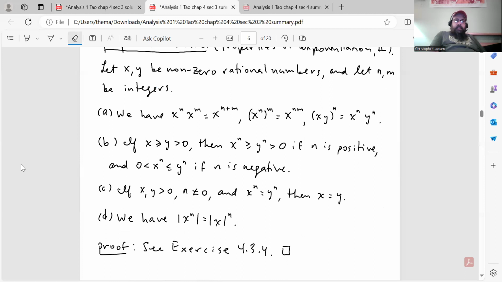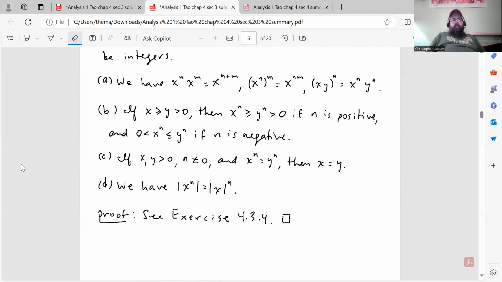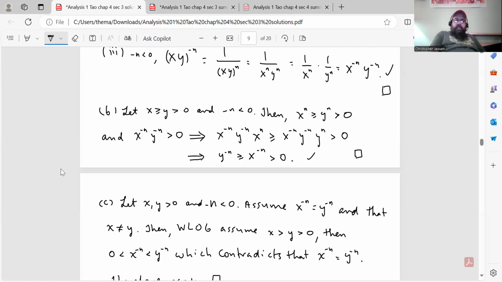All right, part B says if x is greater than or equal to y greater than 0, then x to the n is greater than or equal to y to the n greater than 0 if n is positive. I'm not going to prove that because we already showed it in the previous proposition, but the second part we need to show: 0 less than x to the n less than or equal to y to the n if n is negative. So let's prove that second part.